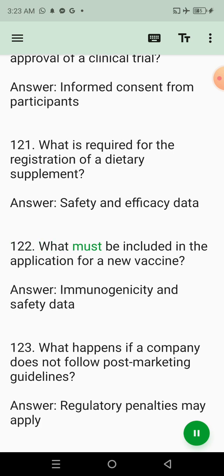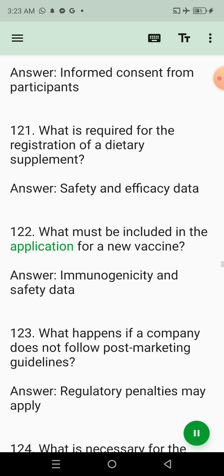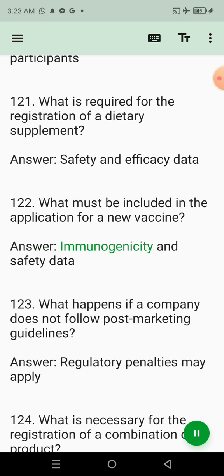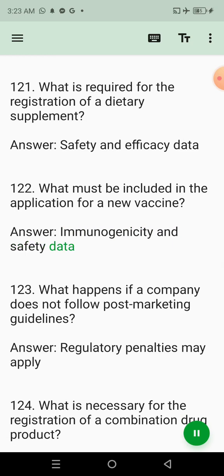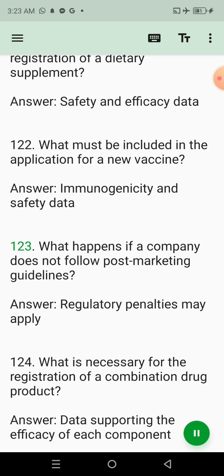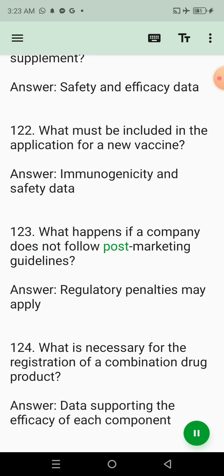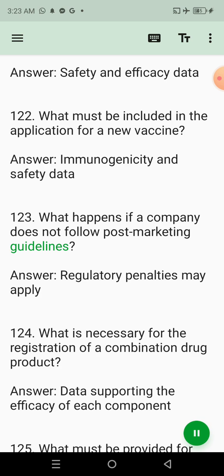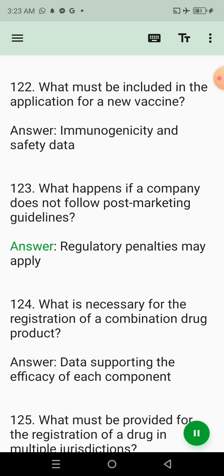122. What must be included in the application for a new vaccine? Answer: immunogenicity and safety data. 123. What happens if a company does not follow post-marketing guidelines? Answer: regulatory penalties may apply.